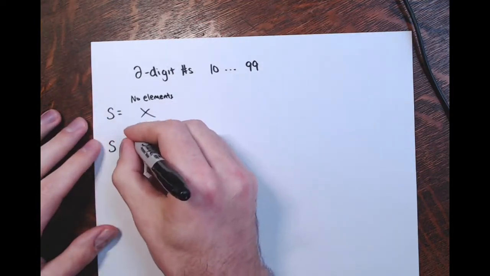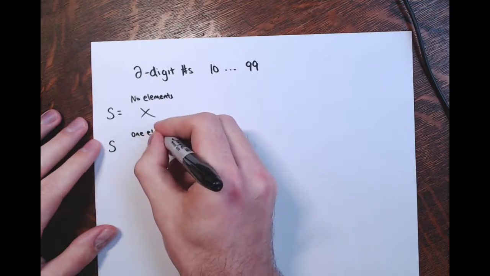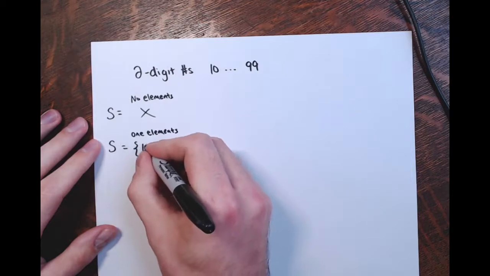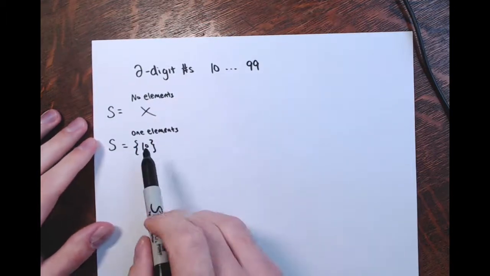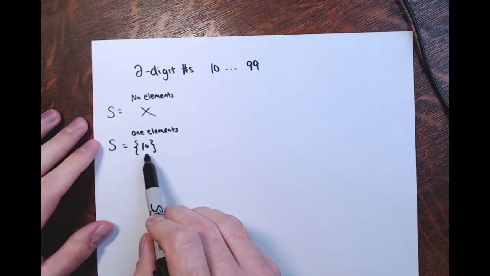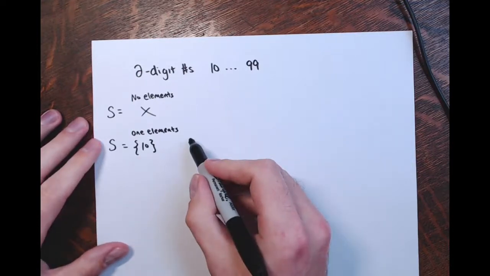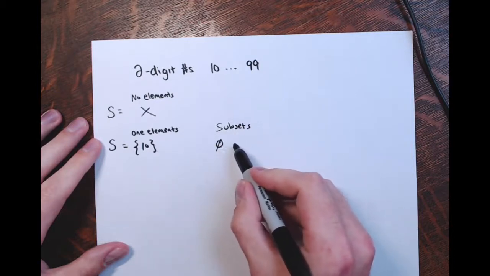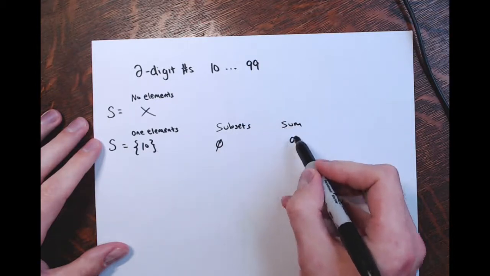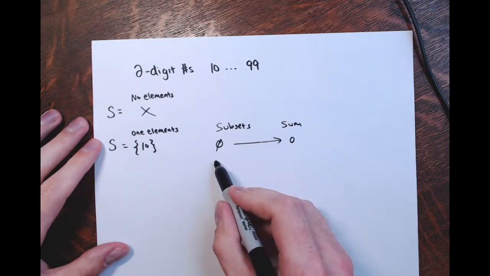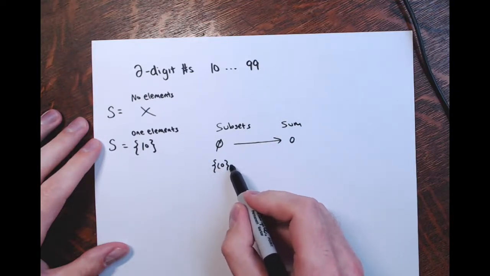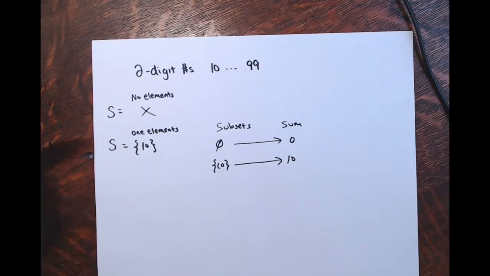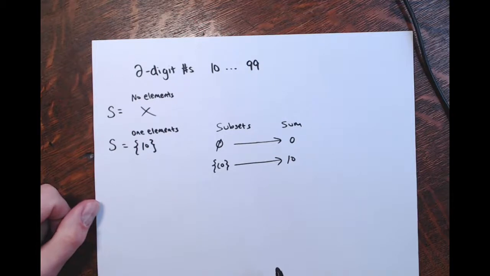How about a set with 1 element? 1 2-digit number, say like, the set with 10 in it. Now there are only 2 subsets in here. The subsets are either the empty set, which will have a sum of 0, and the set with 10 in it, which has a sum of 10. So clearly that's not going to happen for a set with 1 element.